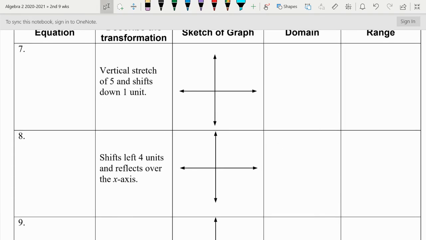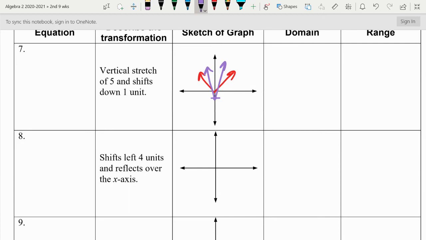Okay, now we've got a description. Here it's telling us a vertical stretch of 5 and shifts down 1 unit. Referencing the parent function, a vertical stretch is going to be thinner and it moves down 1 unit. So 1 tick mark, vertex will be here, and then I'm going to draw it much thinner than that one. So that's the vertical stretch and moving down.